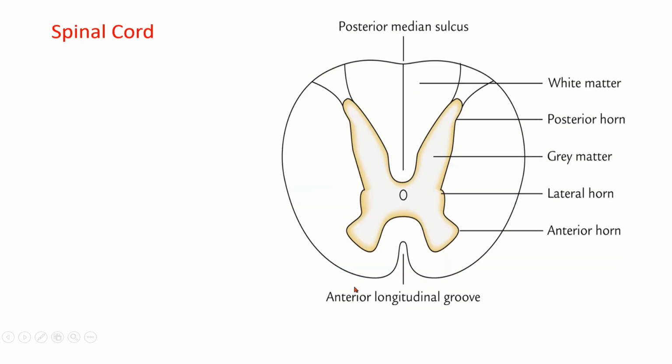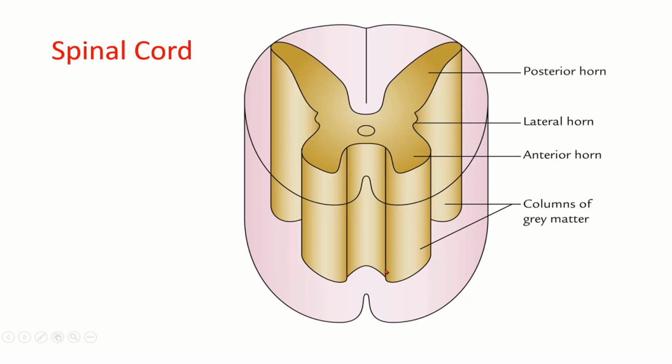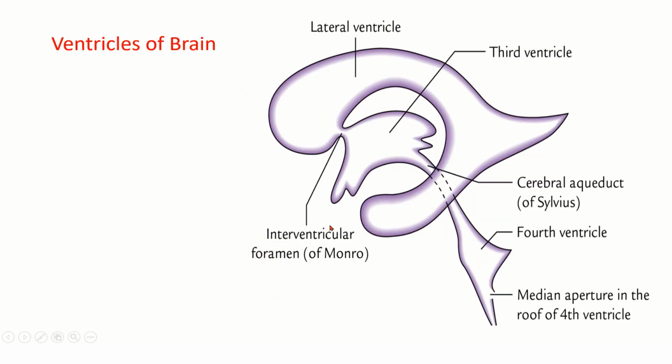And you can see the section of a spinal cord. You can see the H-shaped gray matter. There's the posterior horn, the anterior horn, and the lateral horn, which is specially present in the thoracic region for the sympathetic system. This will be the anterior funiculus, this will be the lateral funiculus, and this will be the posterior funiculus, the white matter. Same thing again: lateral horn, posterior horn, and anterior horn.